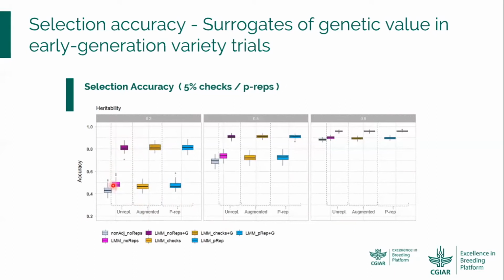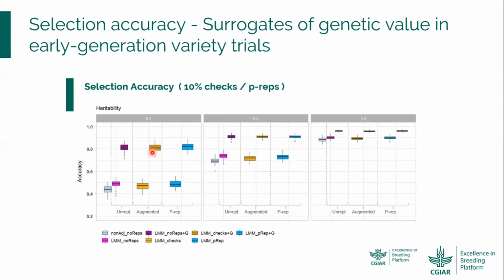Second, you should probably stop thinking of checks as something to be used for adjusting the means. The checks are really useful, but they should be used for what they are actually for: to make visual comparisons on the field, or also to connect trials to calculate genetic gain.